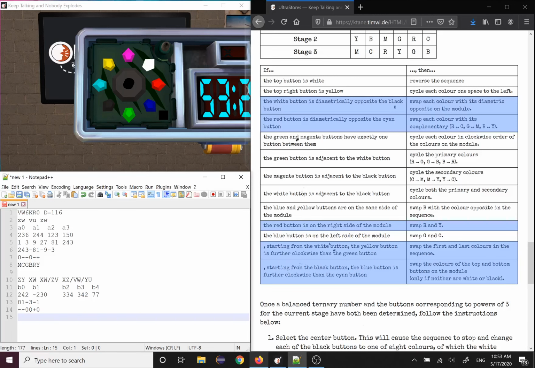So yeah, stage 2, we start with YBM GRC. Swap each color with its diametric opposite. So Y becomes blue, blue becomes yellow, magenta becomes green, green becomes magenta, red becomes cyan, cyan becomes red. Swap it red. Let's see, just to make sure.